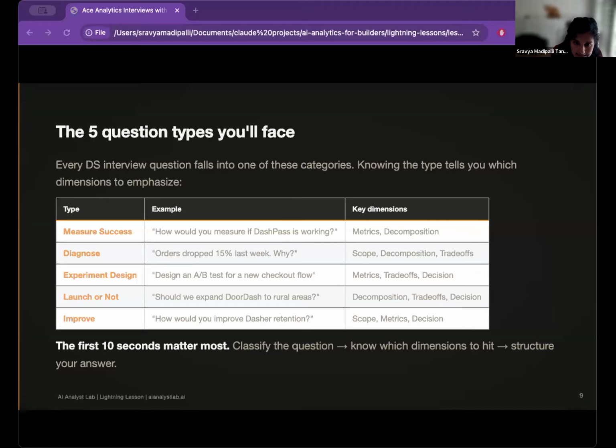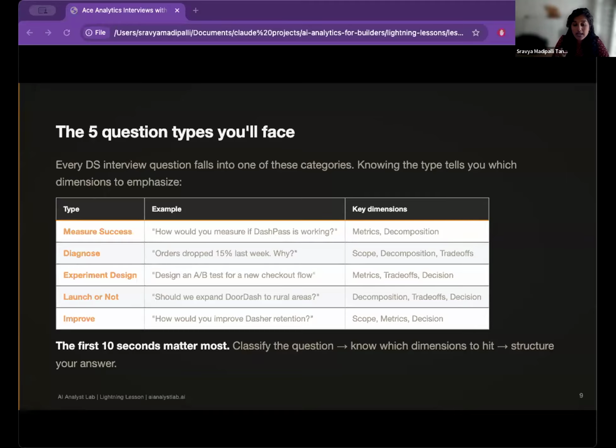And then diagnosis. Let's say orders dropped 15% last week. Why did they drop? That is one type of question. The other type of question is experiment design, like design an A/B test for this checkout flow. And launching or not is basically, should we expand DoorDash to rural areas, is one example of that. And for improving, how would you improve Dasher retention? That's one style of interview question that you get asked.